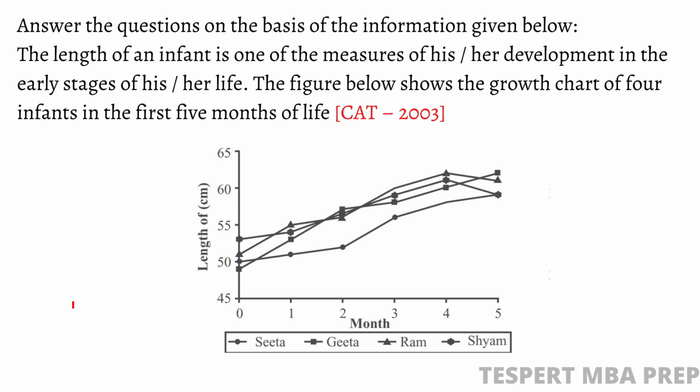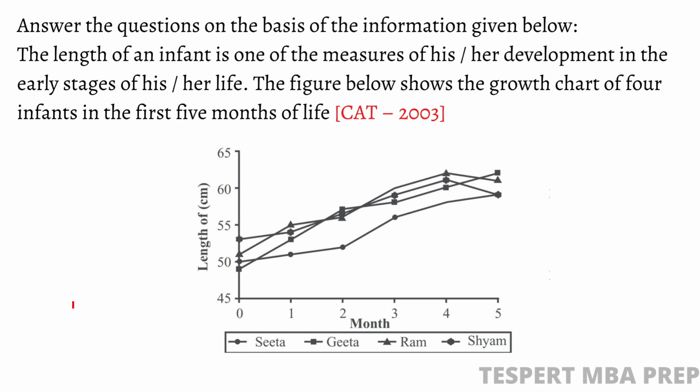So heavy calculation parts do not appear in CAT, they may appear in IBPS PO or SSC or RRB, those kind of government exams. But in CAT, in XAT, the data interpretation problems, the graphs that are given only test your logic, not much calculation, right? So answer the questions on the basis of the information given below.